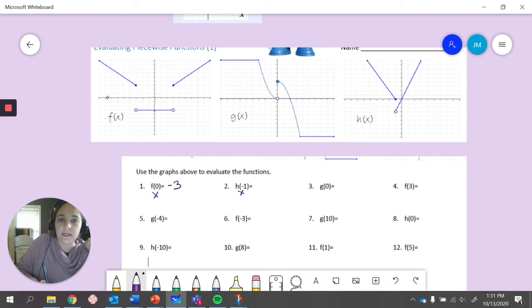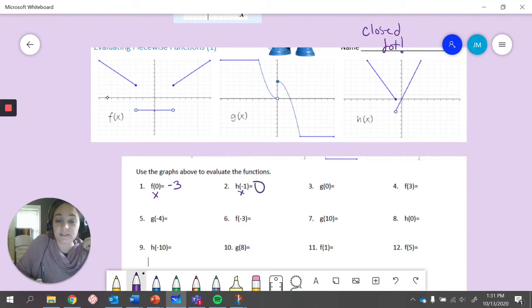Okay, h of negative 1 means go to the h graph and look where x equals negative 1. Okay, so where x equals negative 1, there is a discontinuity. Remember, that's called a jump. And so which one are you going to choose? Are you going to choose the closed in dot or the open dot? Always choose the closed dot. Okay, the closed dot means that is the answer. Okay, so when x equals negative 1, y is equal to 0.